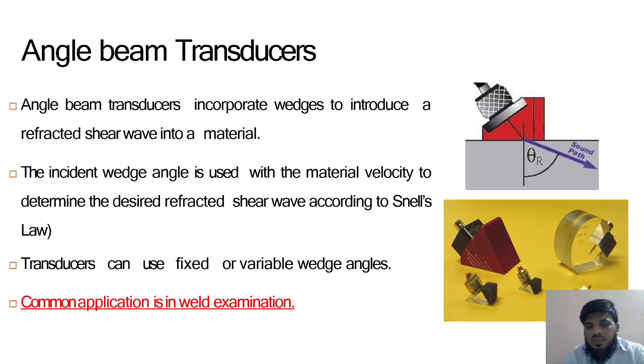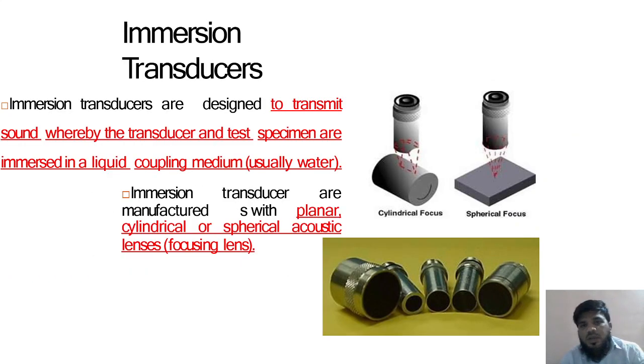A common application is weld examination, because in a weld, when you are making the welding, the material will not be uniform, so we cannot send a normal wave and cannot identify the flaws. But in weldings, there will be flaws present at some angle that can usually be measured.